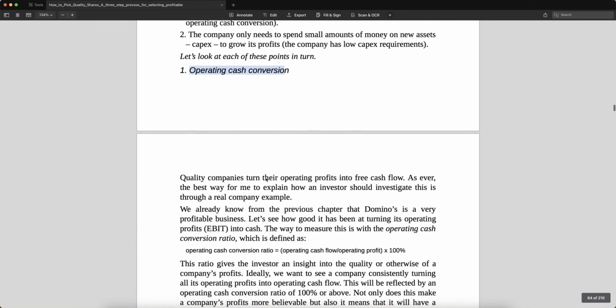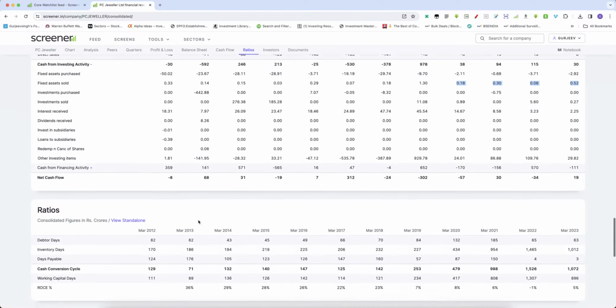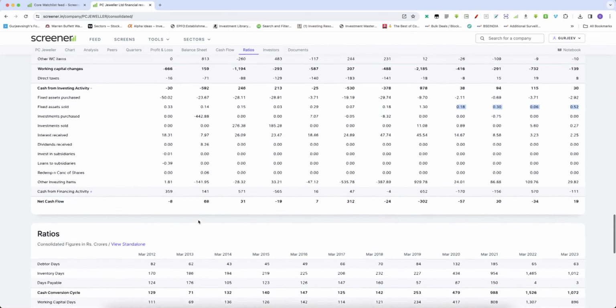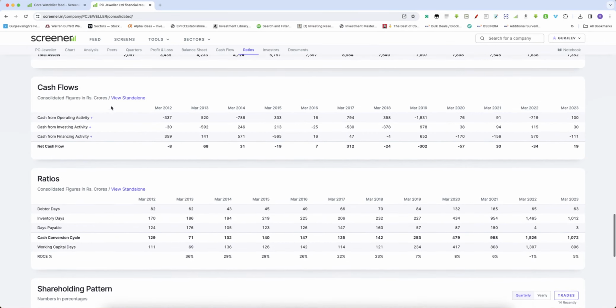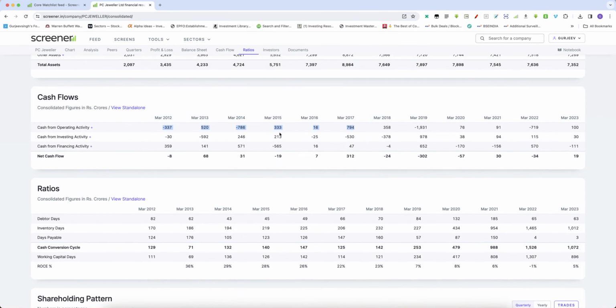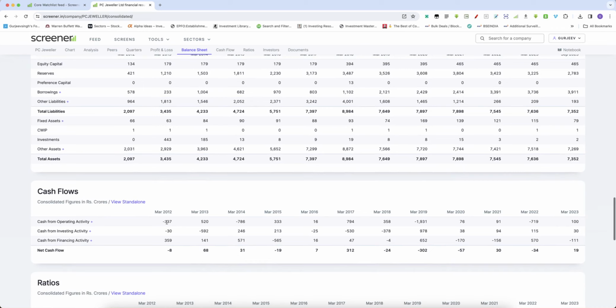Now what is operating cash flow? Operating cash flow is basically your operating cash conversion. Operating cash conversion is your OCF, which is your cash flow from operations divided by operating profit, into 100. This means, if I go to Screener and take my operating cash flows, see my cash flows over here. This I am comparing with this line. It is 332 crores profit, but here my cash flow is 337 crores of loss, which is totally in the opposite direction. So don't go into this business. Now I will show you some businesses where this was happening.